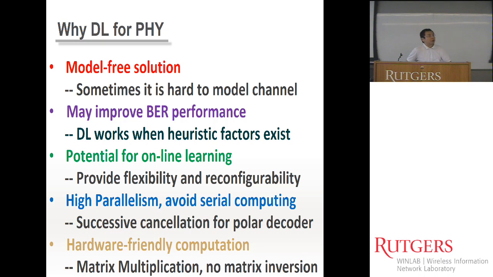And this is because deep learning is good at solving problems when heuristic factors exist in applications. If it's a very mathematically solid task, then we don't need such a method. But if there are some factors in the work that are very hard to model using explicit mathematical language, then in that case those data-driven approaches may work. This is the second benefit.